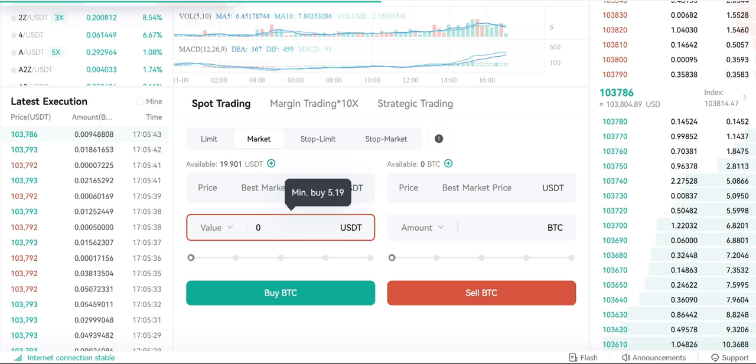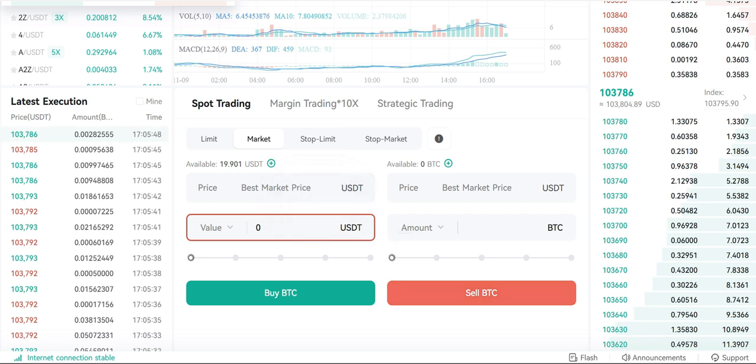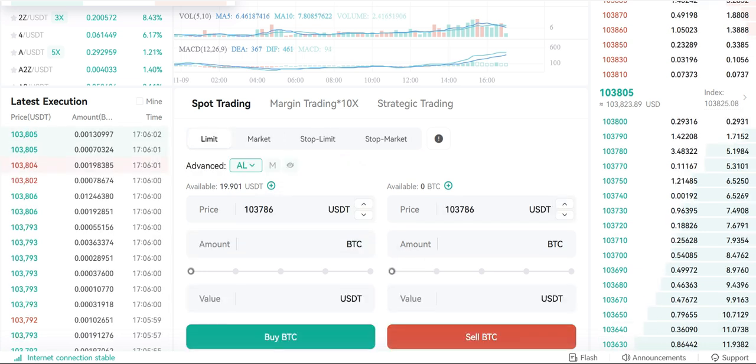It's the same when you want to sell, exactly the same. You just choose how much you want to sell, and then you click on sell BTC. Now in the limit order, you will have to choose the price of Bitcoin that you want to buy at or that you want to sell at. And when the market price reaches the selected price in your limit order, then the order is going to get triggered. It's the same for selling.